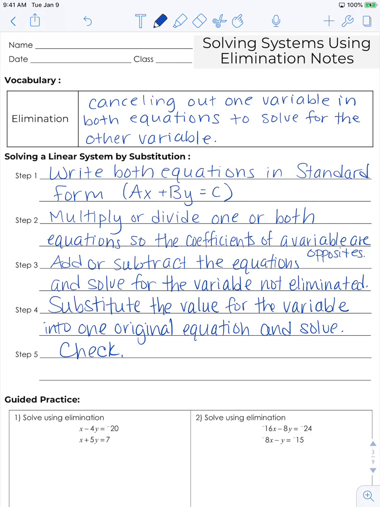Your steps are going to be to write both equations in standard form if they are not already written that way, which is ax plus by equals c. Then you're going to multiply or divide one or both equations if necessary, so the coefficients of a variable are opposites. Then you're going to add or subtract the equations and solve for the variable not eliminated. Then you'll substitute the value for the variable into one of the original equations and you'll solve for the other variable. And then of course you'll check.